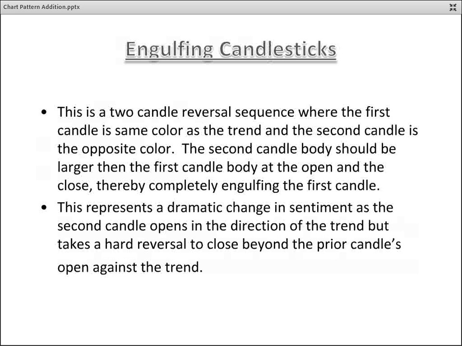All right. So an engulfing candle is a 2 candle reversal sequence where the first candle is the same color as the trend, and the second candle is the opposite color. The second candle body should be larger than the first candle body at the open and the close, thereby completely engulfing the first candle. And a lot of people confuse this. Does that mean engulfing the wicks as well, or only the body? What do you guys have to do?